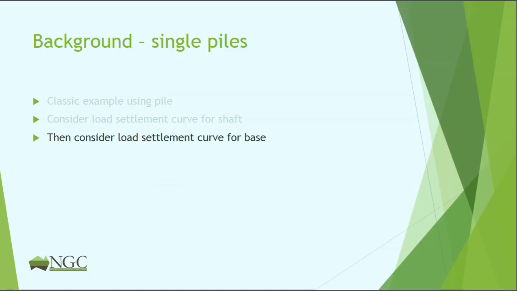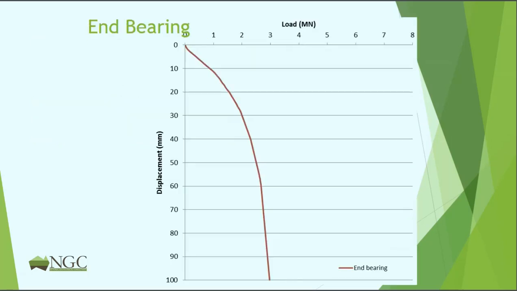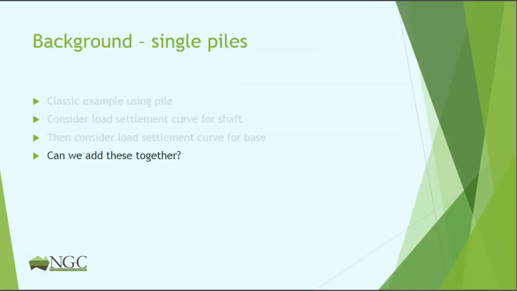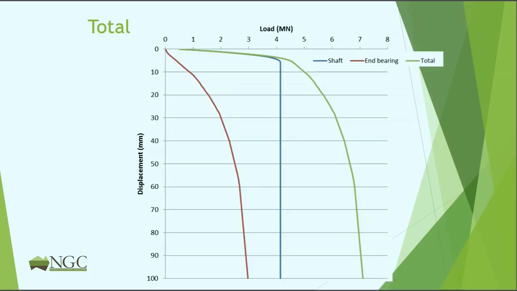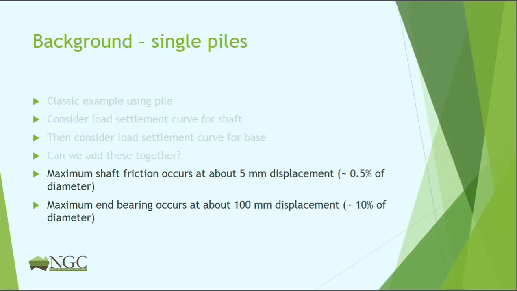Now let's consider the base, and that's a typical sort of base load curve, and we'll add the two together because we think we can, and we'll get something that looks like that. So the green curve there looks reasonably like the sort of load settlement curve that you might get in a static load test. The problem is that our maximum shaft friction has occurred at about 0.5% of the diameter deflection.